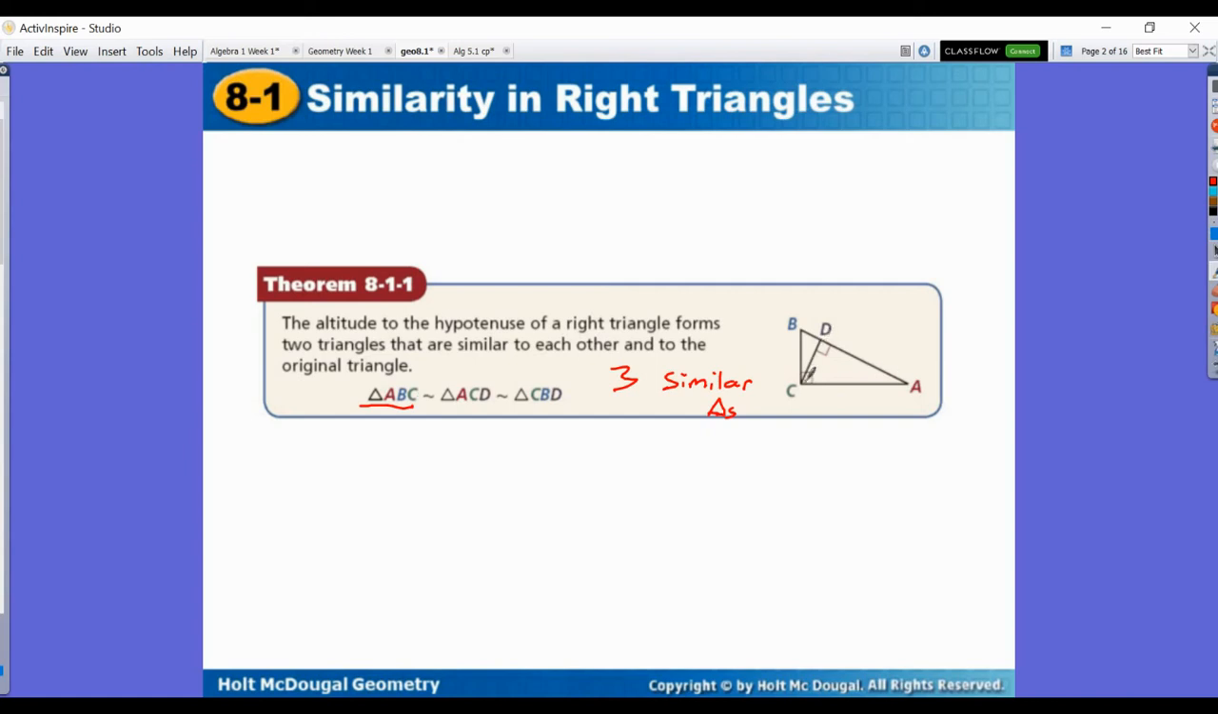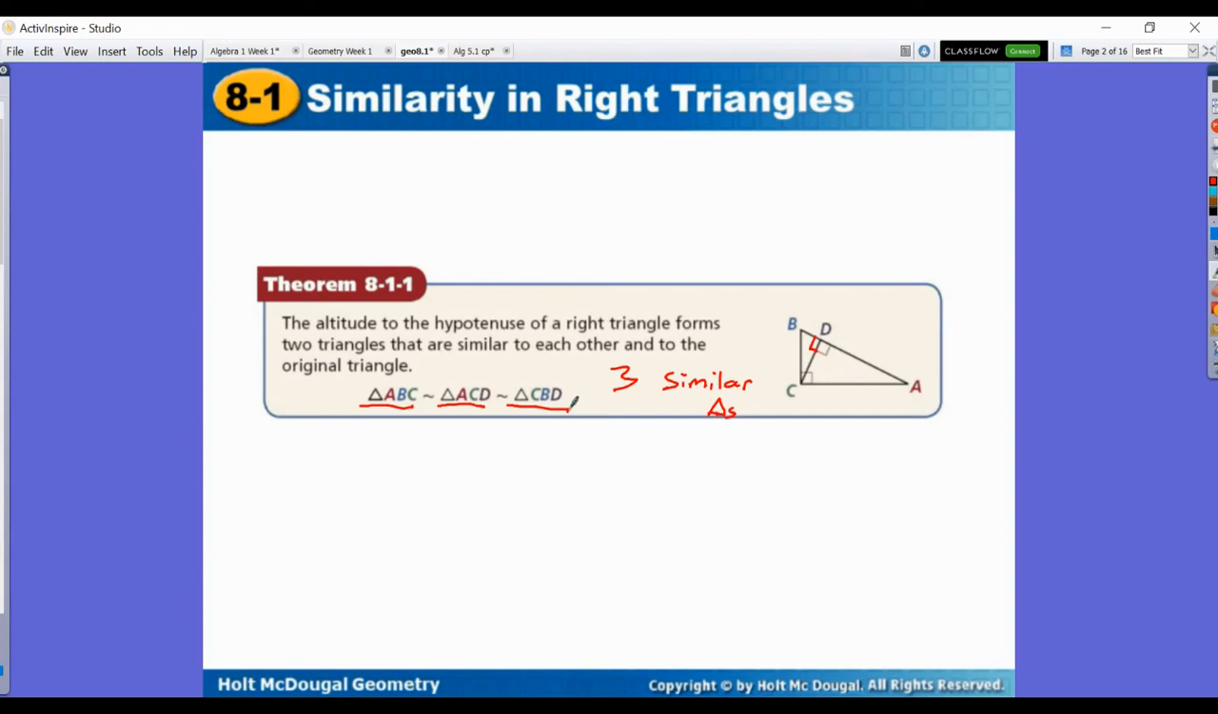Then we have a medium-sized triangle, which is formed right here with that altitude. So that's triangle ACD. And then we have a small triangle. Here would be another right angle right there. This small triangle is triangle CBD. All three of those triangles are different sizes, but they're all similar to each other. So that means they're all going to be proportional to each other.